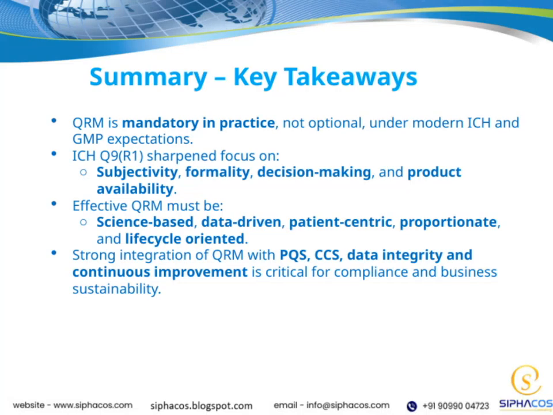Let's start by emphasizing that QRM, or quality risk management, is not just an optional activity, it's actually mandatory in practice. Under current modern ICH and GMP expectations, it's a critical part of our compliance framework. Now, ICH Q9 R1 has really sharpened our focus on several key areas. These include subjectivity, which means we need to minimize personal biases; formality, ensuring processes are clearly documented and structured; decision-making, making it more transparent and justified; and product availability, which is crucial for patient access and safety.